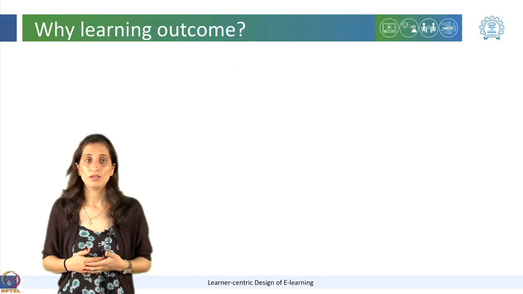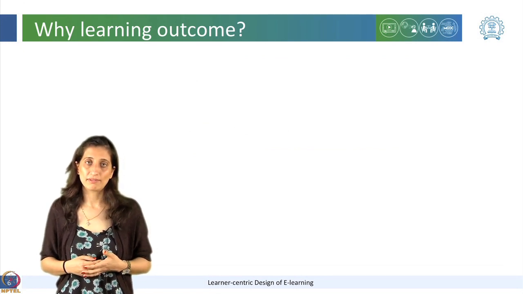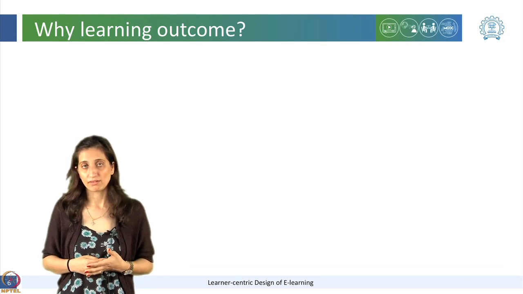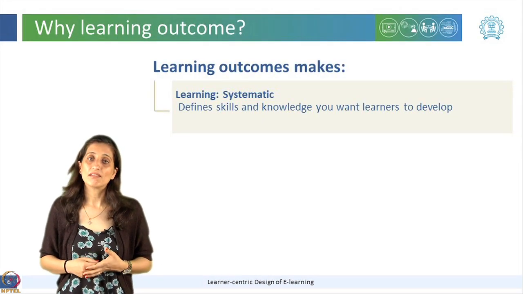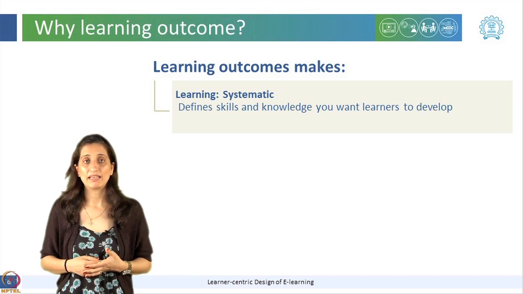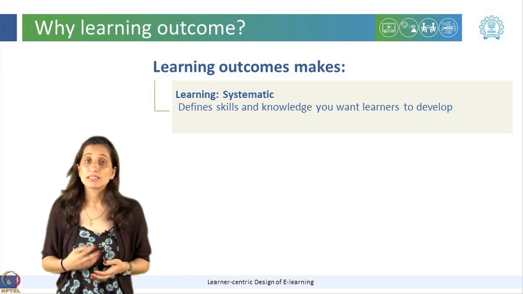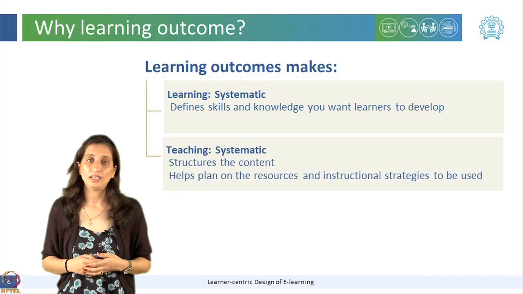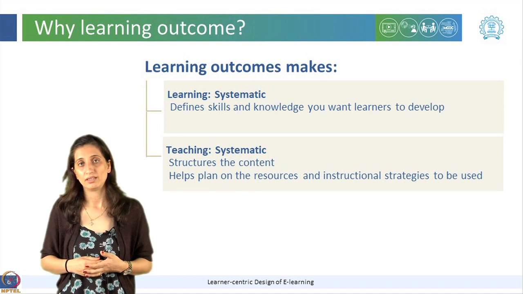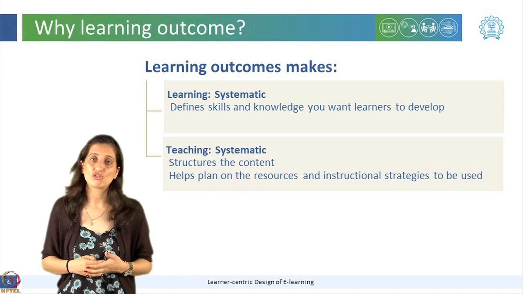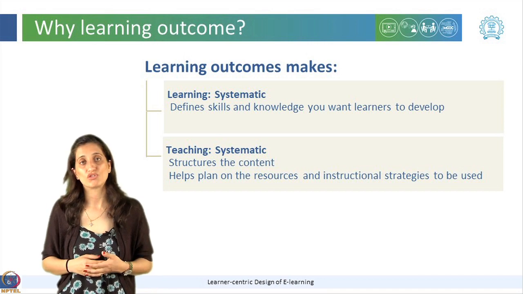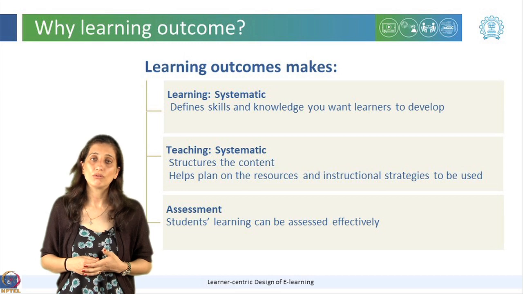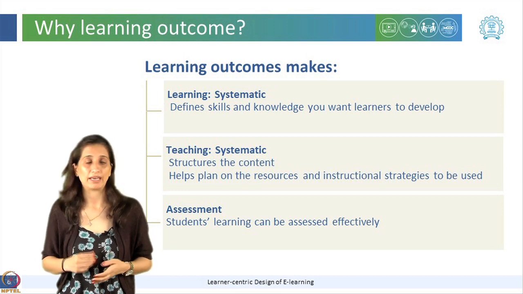Thirdly, the LOs should be measurable and specify the knowledge or skill that you want the learner to be able to demonstrate. Before we talk more on the learning outcomes, let us talk about why we even want to define these learning outcomes. Firstly, defining specific and measurable learning outcomes makes learning systematic. The skills and knowledge to be developed by the learners are clearly defined. Secondly, it makes the teaching also systematic. It structures the content and helps the instructor decide and plan on the resources and instructional strategies to be used. And thirdly, learning outcomes also make the students' learning to be assessed effectively.